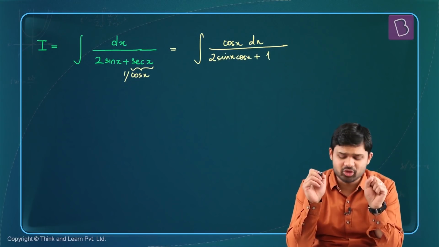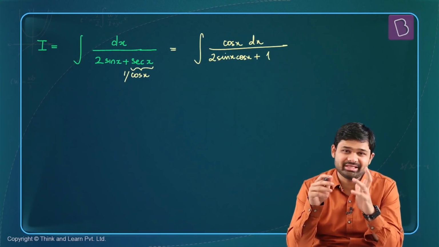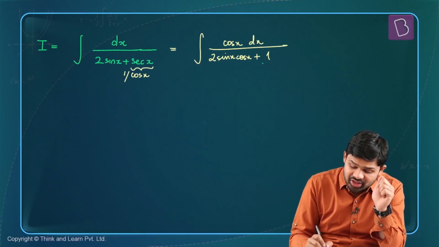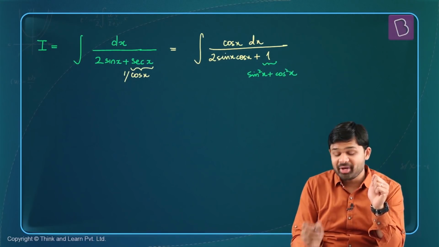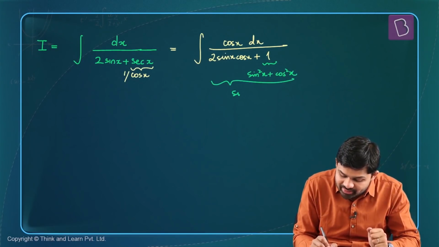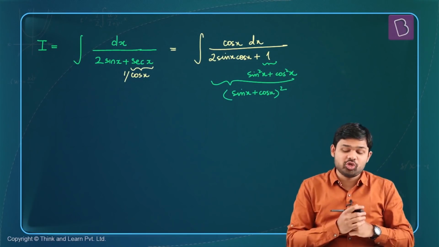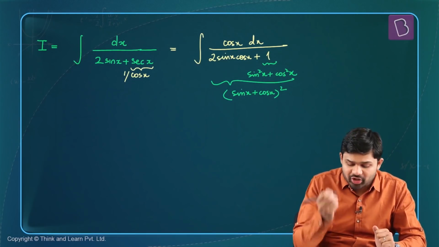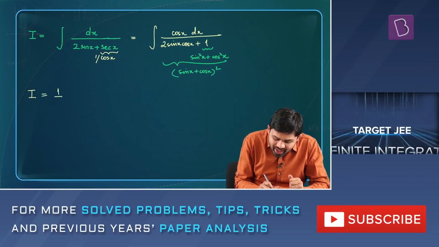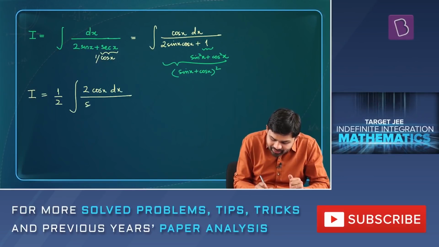Now you have cos x in the numerator and 2 sin x cos x plus 1 in the denominator. Rewriting 2 sin x cos x as sin 2x is not going to help you, but changing 1 to sin square x plus cos square x, that's going to help you, because now you have the denominator, which is nothing but sin x plus cos x the whole square. So you have sin x plus cos x the whole square in the denominator and just a cos x in the numerator. So what I will do is I'm going to rewrite my integral as 1/2 of 2 cos x dx divided by sin x plus cos x the whole square.